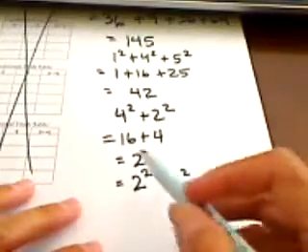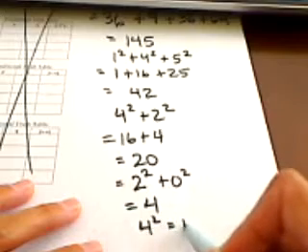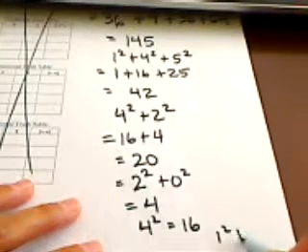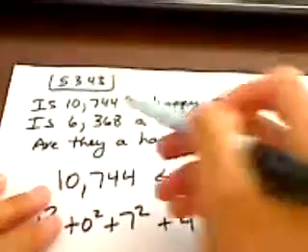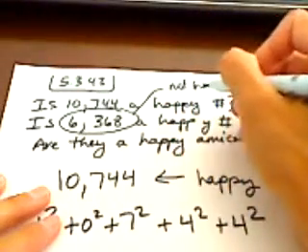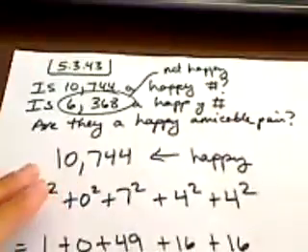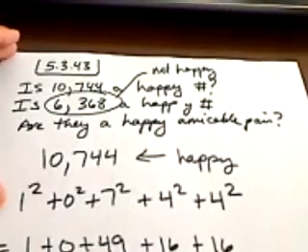So it's 2 squared plus 0 squared, so this is going to be 4. And then we have 4 squared, we're going to get 16, and that's 1 squared plus 6 squared. So you can see that it's starting to go back up. It's not going to get down to 1. So this one right here is not happy. And again, to answer the question, are they a happy amicable pair? They both have to be happy in order to be a happy amicable pair. So since one of them is not happy, then it's not a happy pair. Okay?